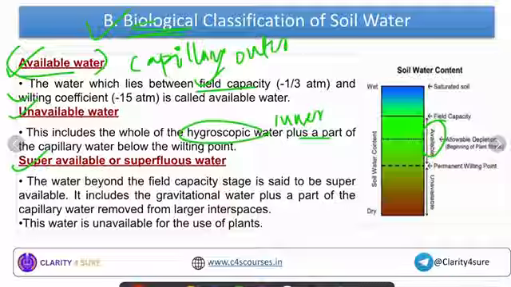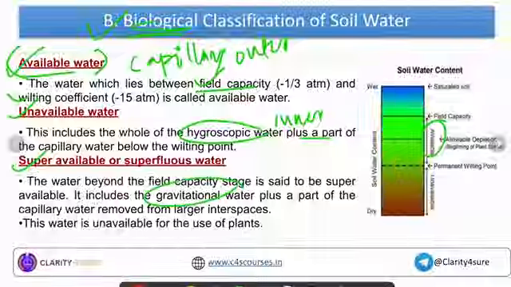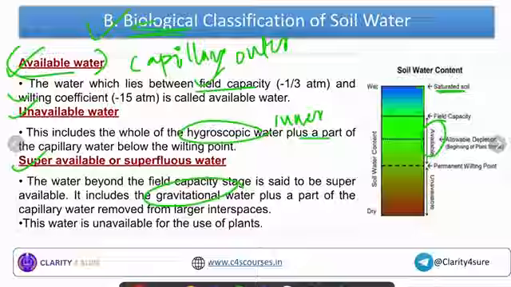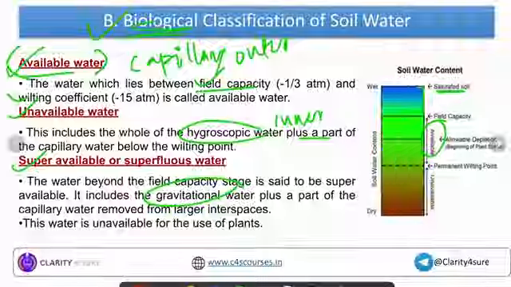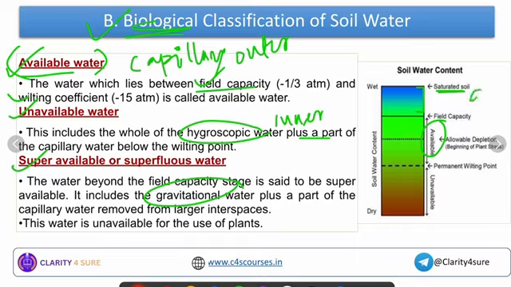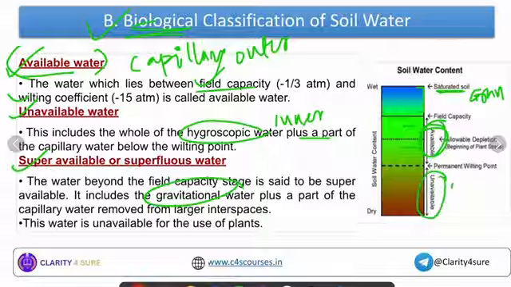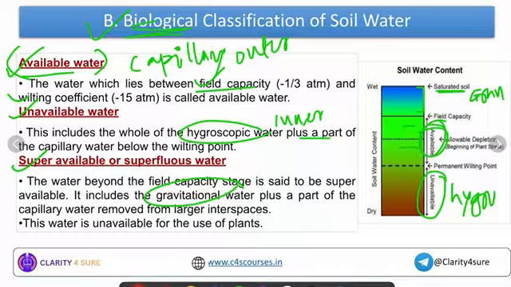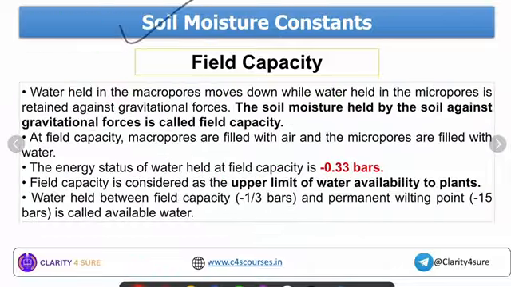And the next one is the super available or superfluous. That is, it is too much, it is extra, it is going to drain out, right? That is the gravitational water. So this is the saturated condition, meaning the maximum amount of water that can be held by a particular soil. So this will be gravitational water. The available will be the part of field capacity or the capillary water, and the unavailable, that is the hygroscopic water. Okay, so this is the biological classification: available, unavailable, and super available or superfluous. Next, we will discuss the soil moisture constants. Okay, so this is the last concept for today.